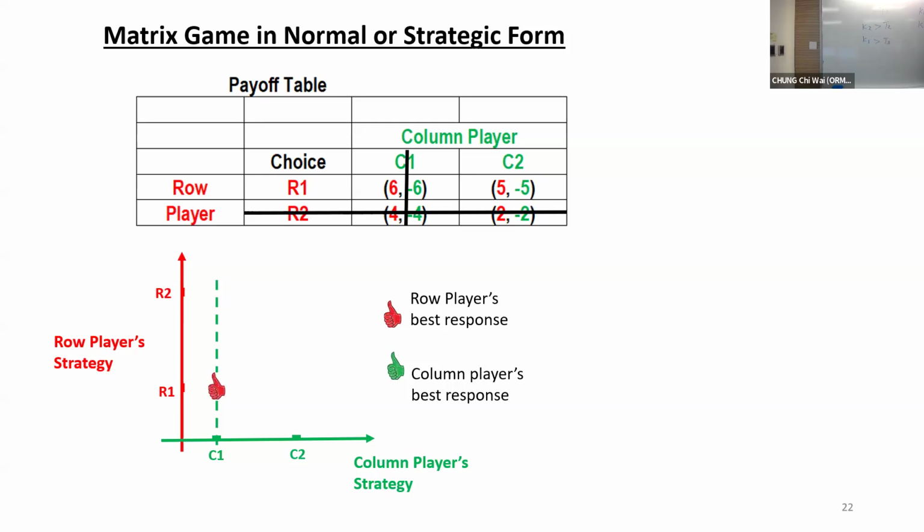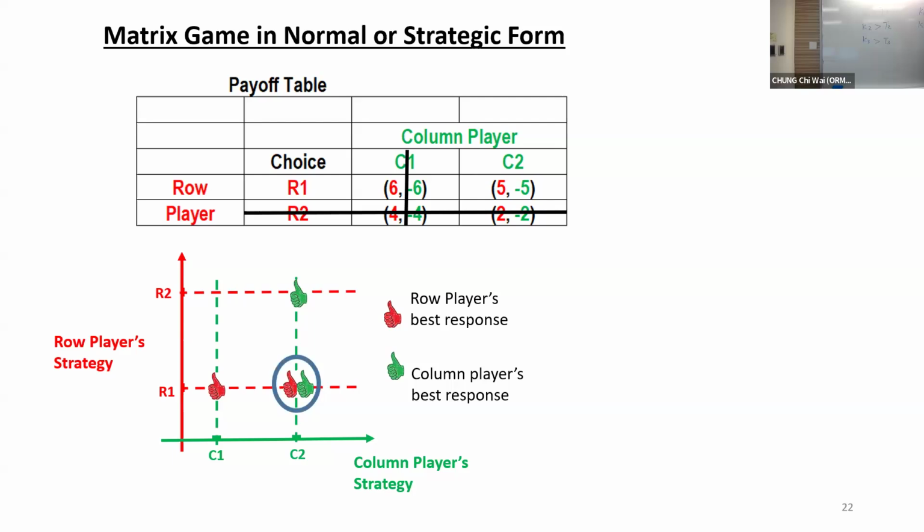If the column player chooses C1, the best response of the row player should be R1. If the column player chooses C2, the best response of the row player should be R1. If the row player chooses R1, then the best response of the column player should be... If the row player chooses R2, the best response of the column player... Now you can see this part.